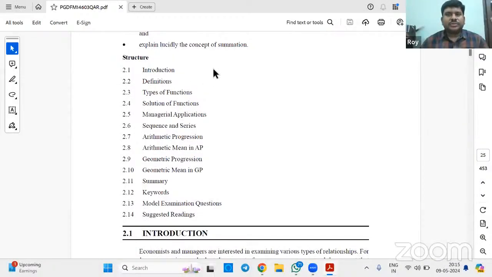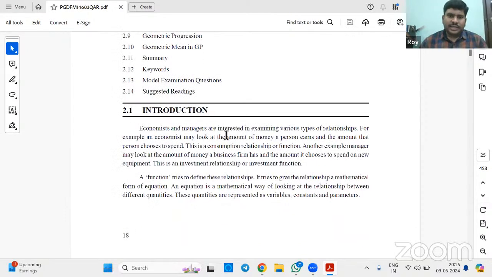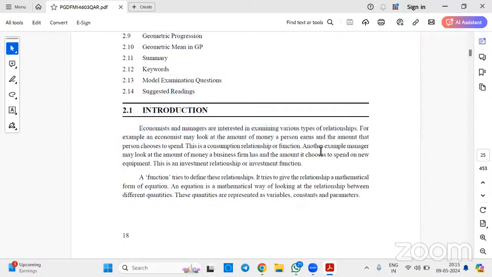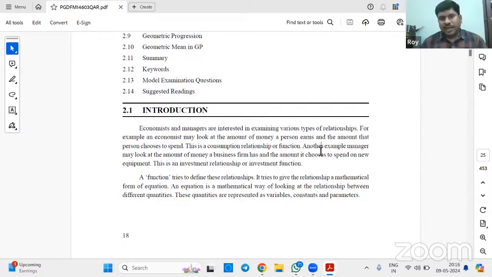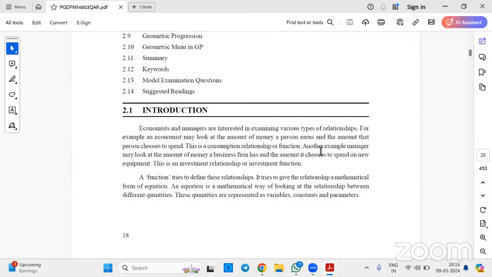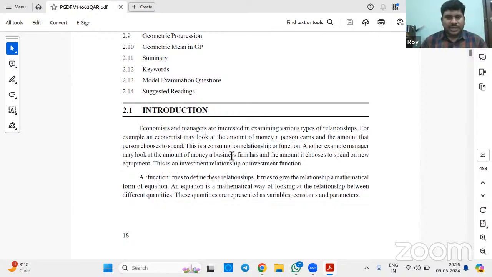Why do we need to understand functions? The reason is that in the introduction, academics and managers are interested in examining various types of relationships. This is an important thing: how one variable and another variable, or one point and another point, are linked to each other. How is it related to each other?